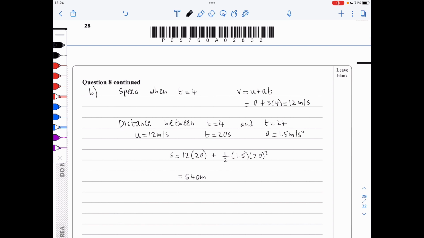And I will now repeat the process. So find the speed when t is 24 to find the distance covered during the last 2 seconds of the journey. So the speed when t is 24, I will be using again v is u plus at. The initial velocity of the second leg of the journey was 12, as we just found above. We had an acceleration of 1.5 for 20 seconds. So this gives 42 meters per second as the speed when t is 24. This is the initial velocity for the final third leg of the journey that lasts for 2 seconds.